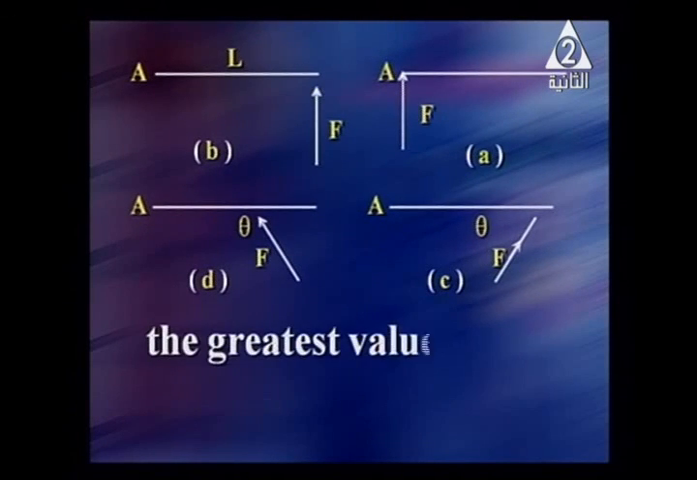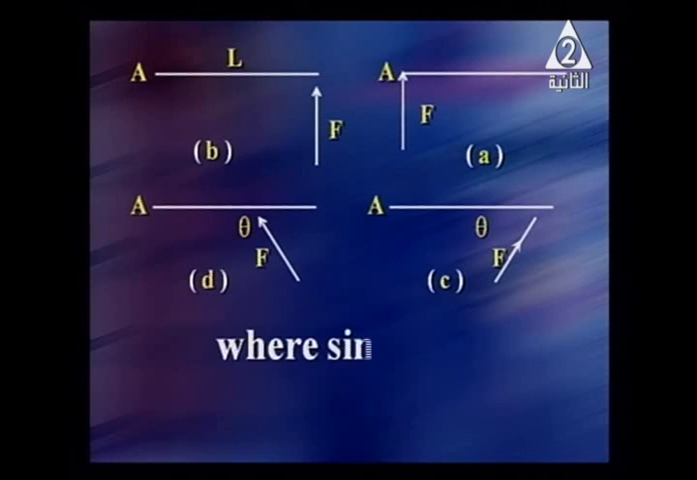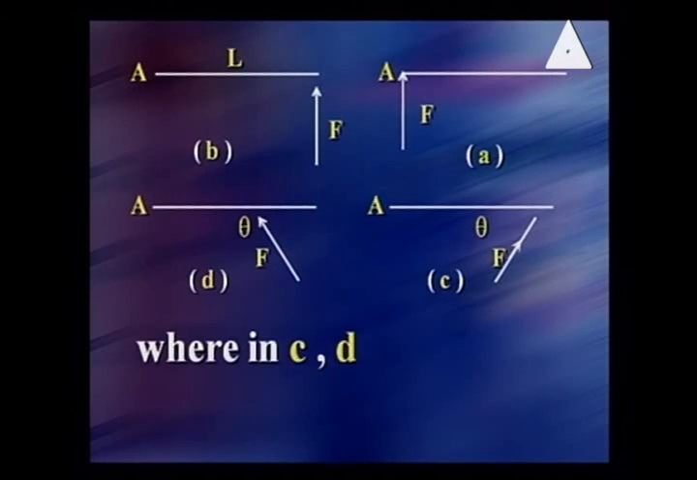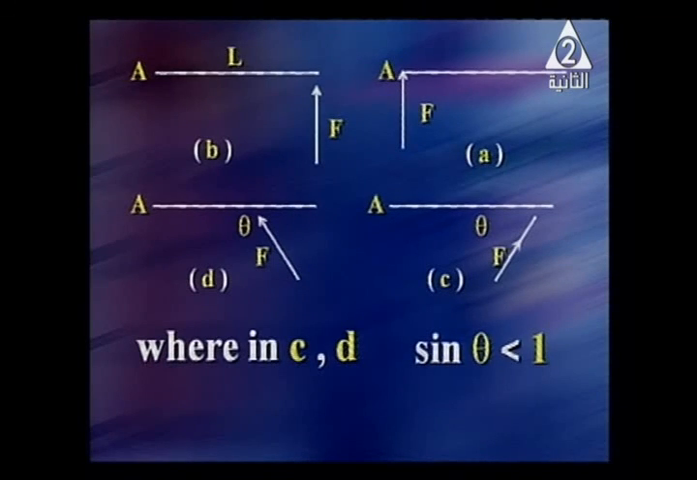The figure with the greatest value among A, B, C, D is figure B, where sine theta, or sine 90, equals 1. In C and D, sine theta is smaller than 1.